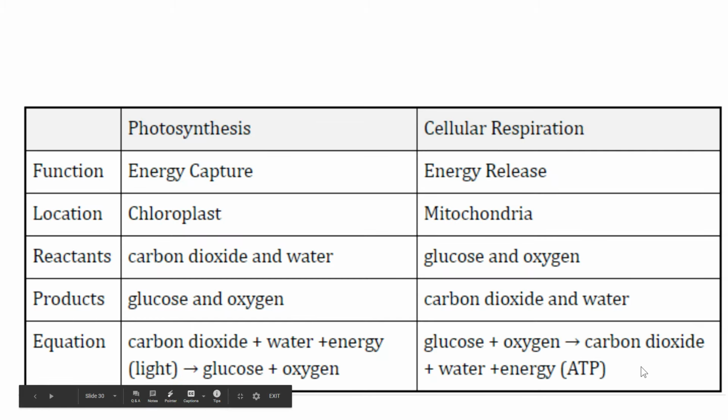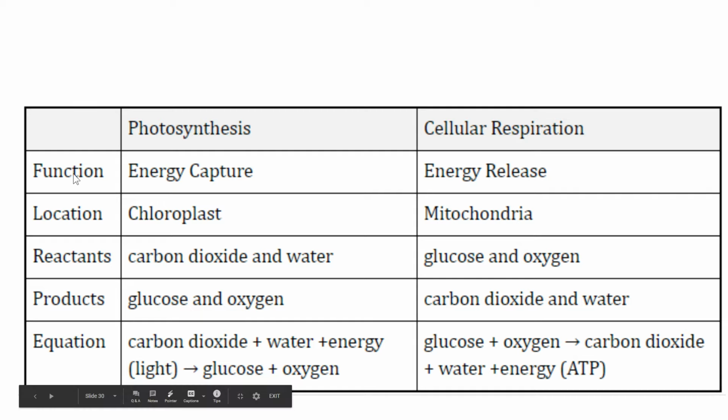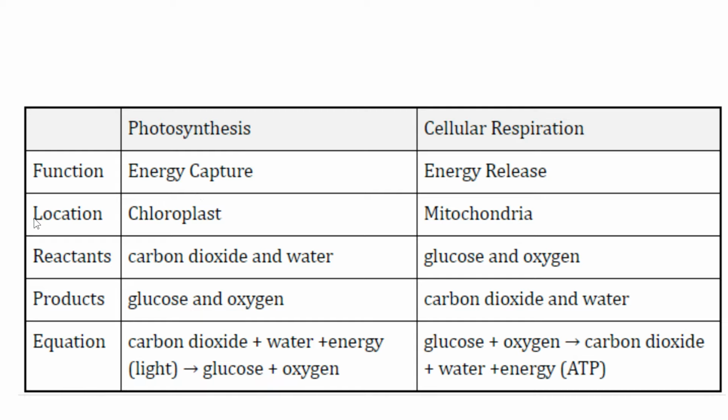So here is just a chart comparing our two processes. So we have photosynthesis. Its job or function is to capture energy. It happens in the chloroplast. The reactants, or what goes into the reaction, is carbon dioxide and water. What comes out, or the products, are glucose and oxygen. And then you have the equation at the bottom.